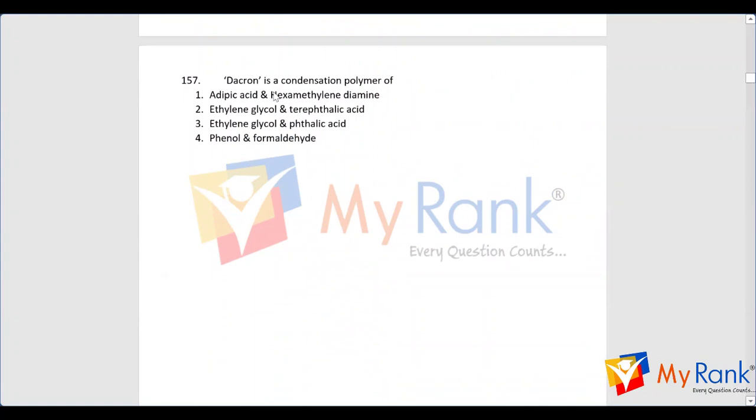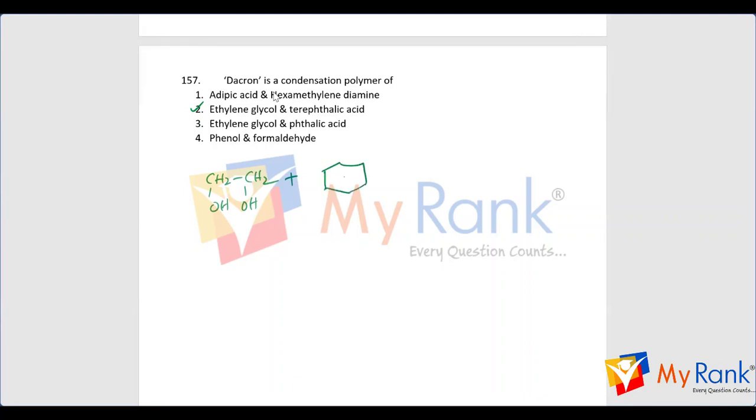The next one is question number 157. Dacron is a condensation polymer of which one? Simply ethylene glycol and terephthalic acid. Here ethylene glycol is CH2OH, CH2OH, plus terephthalic acid.